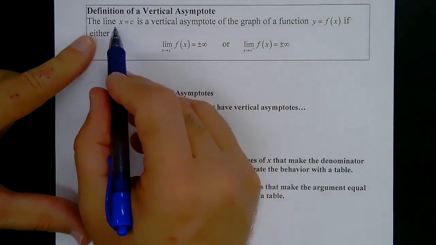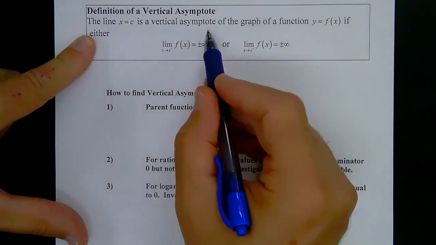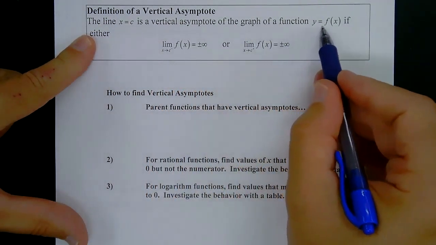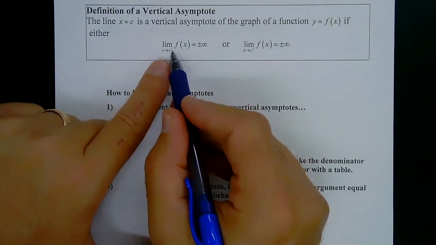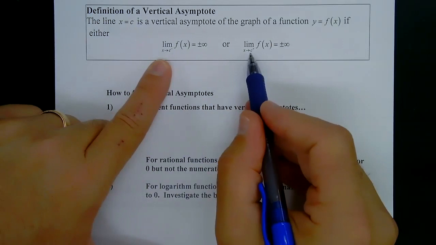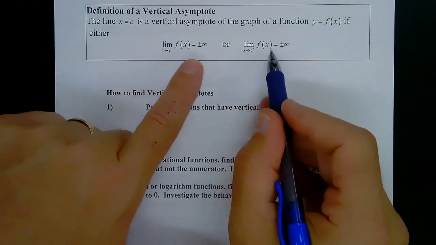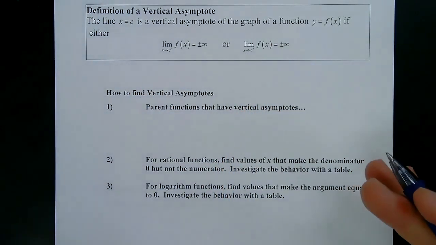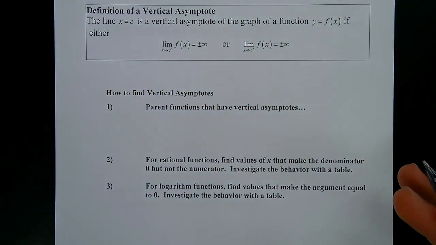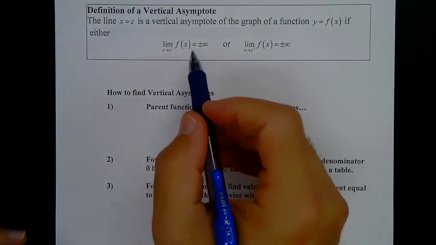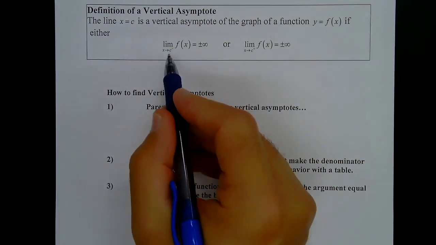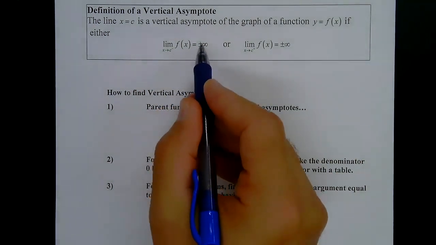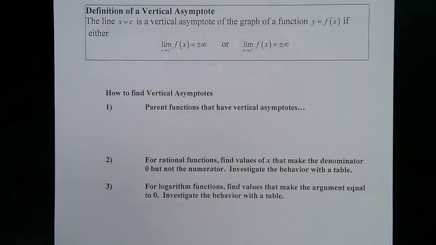So the line x equals c is a vertical asymptote of the graph of a function y equals f of x if either you're approaching some number c from the left, or you're approaching some number c from the right for your function, and the limit is either infinity or negative infinity. Please don't think it's plus or minus infinity. What I'm saying here is it could be either one. So you're approaching some number from the left, and it equals either infinity or negative infinity. Automatically, boom, you have a vertical asymptote there.